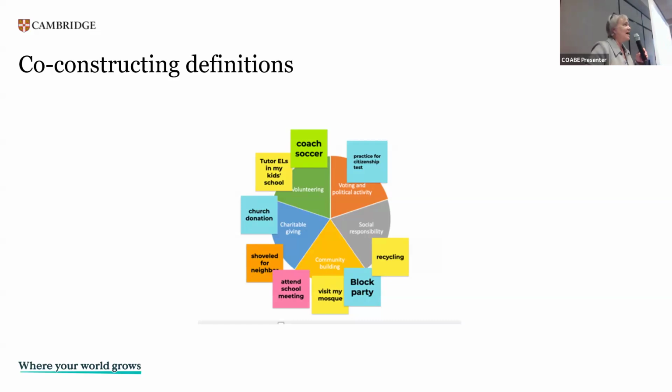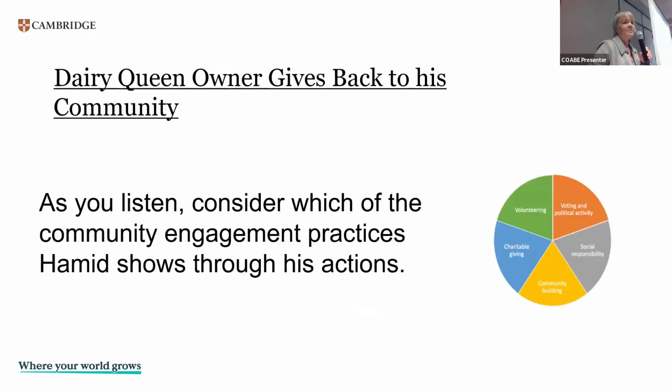Okay. So now, within this theme, we're going to do our first listening activity. We're going to hear from a gentleman in Reading, Pennsylvania, who owns a Dairy Queen. And your task is to consider these 5 areas of engagement: volunteering, voting in political activity, charitable giving, community building, and social responsibility. And think about which of those categories do Hamid's actions show or exemplify. Okay? And it'll be evident once we start the story.